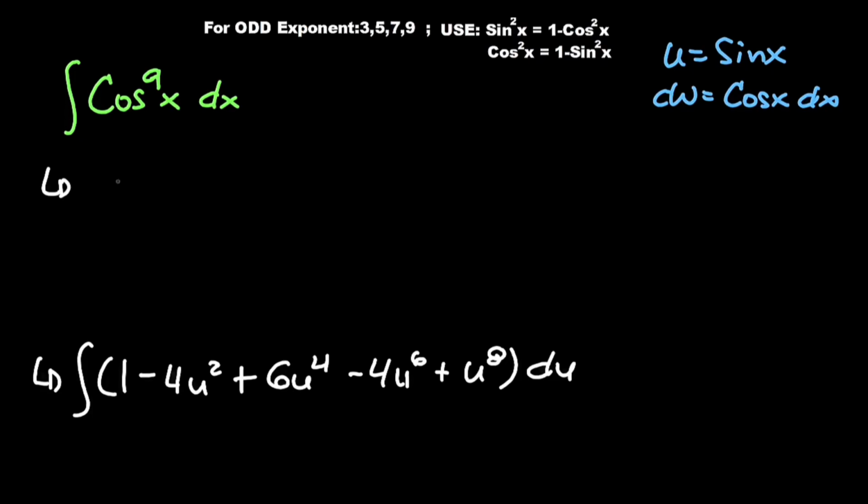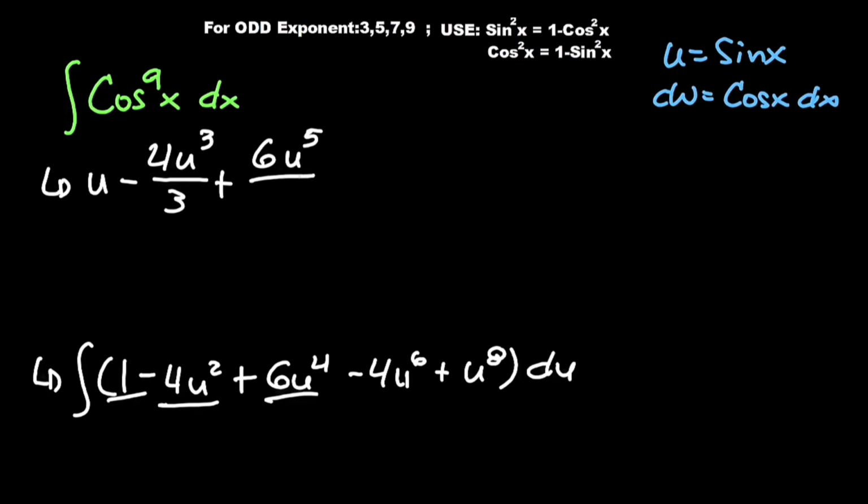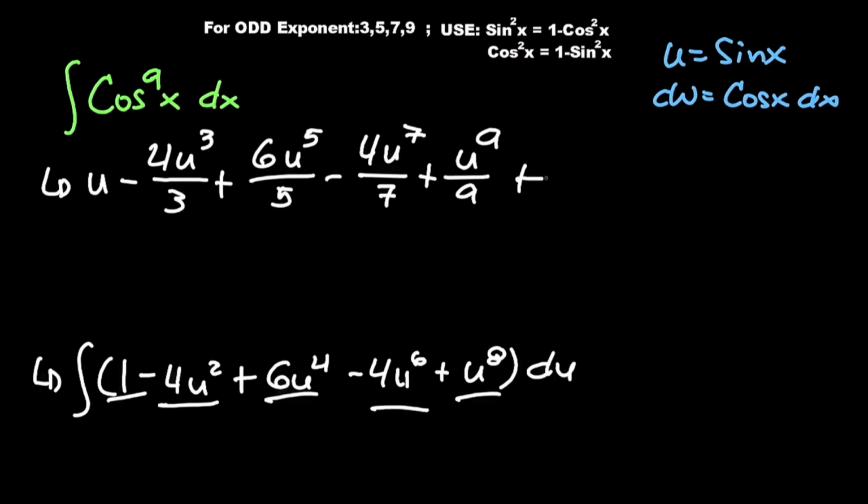And so integrating this one by one, integral of 1 du would be u, minus integral for this would be 4u to the power of 3 over 3, plus the integral for this would be 6u to the power of 5 over 5, minus 4u to the power of 7 over 7, plus integral of u to the power of 8 would be u to the power of 9 over 9 plus c.